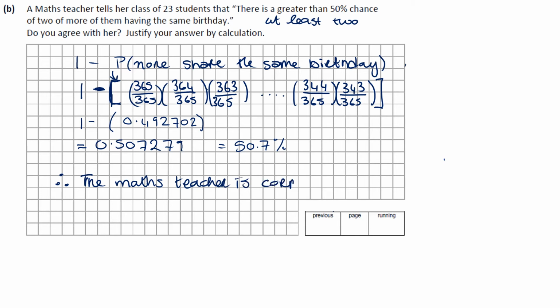Now remember, if you have two or more of them having the same birthday, you can work out the chance of two of them having the same birthday, three of them having the same birthday, and so on. But actually that's a lot more complicated. It's much easier to work out the one way that they all have different birthdays and say that's going to be 1 minus that probability to get our answer here.